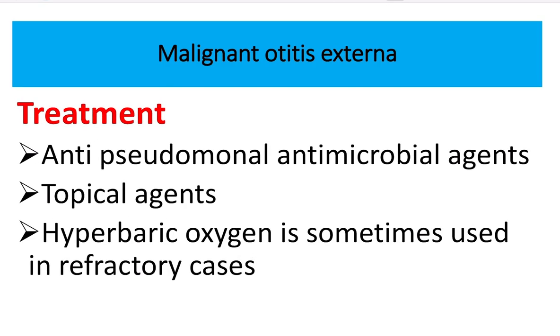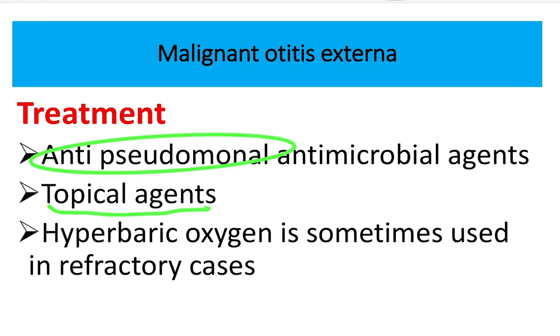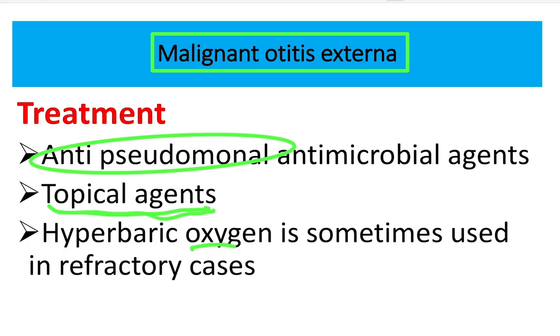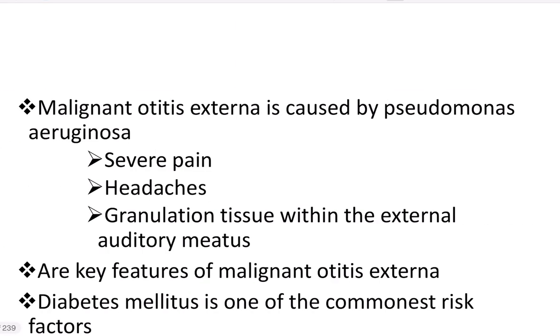What is the treatment? As it is Pseudomonas, give an anti-pseudomonal agent. Then a topical agent, and hyperbaric oxygen may be useful in some cases. So what is the treatment of malignant otitis externa? It is the treatment of the organism. Pseudomonas aeruginosa is the causative organism for malignant otitis externa, so an anti-pseudomonal agent is enough for treating it, and a topical agent and hyperbaric oxygen may also be used.